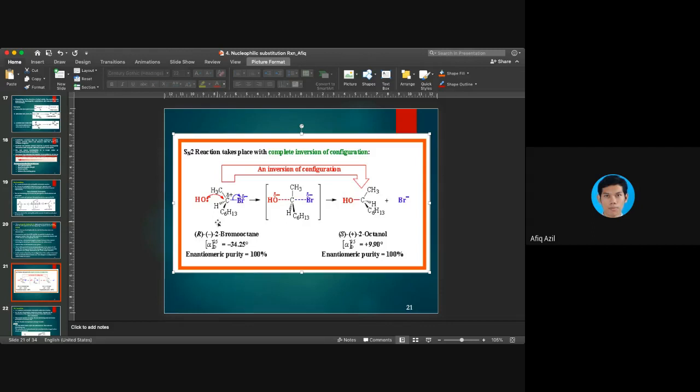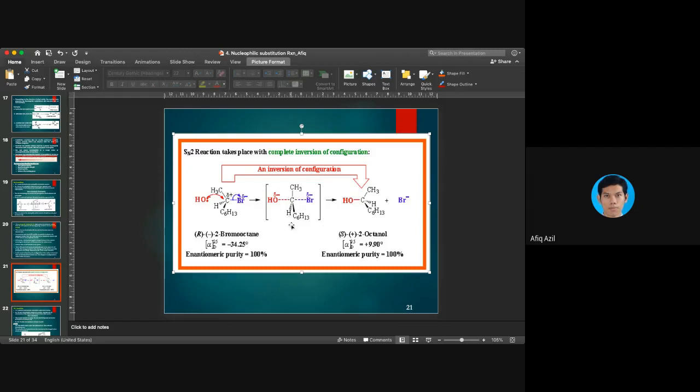Dua elektron tu akan pergi bergerak ke C. And what will happen? This OH will share one of the electrons with this carbon. Hence, the OH can form a bond. But at the same time, this bromine hasn't fully gone out. Dia belum truly keluar lagi daripada carbon. The bond is not fully broken. Okay, you see the arrow is also showing to bromine. So this is what happens in the transition state.